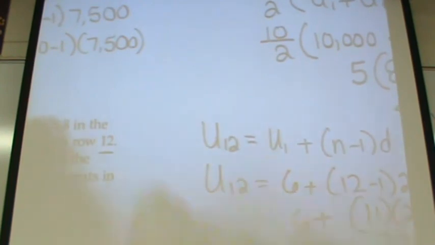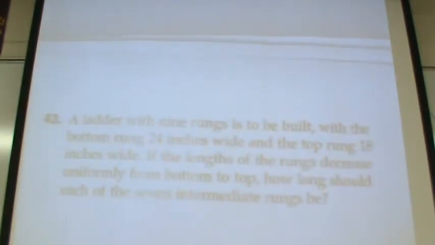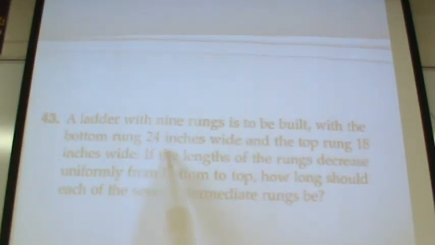And question 43. Almost done. Question 43. We have a ladder with 9 rungs to be built. The bottom rung is 24 inches. So that means U sub 1 is 24. And the top rung is 18, which is the 9th rung. So that's 18.